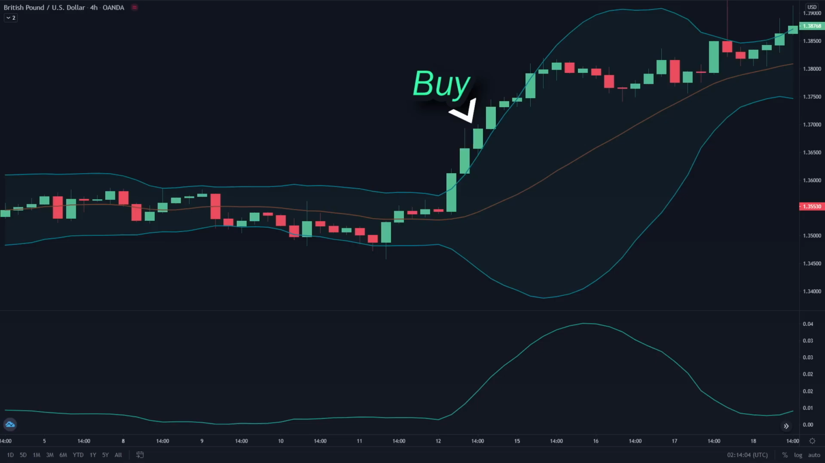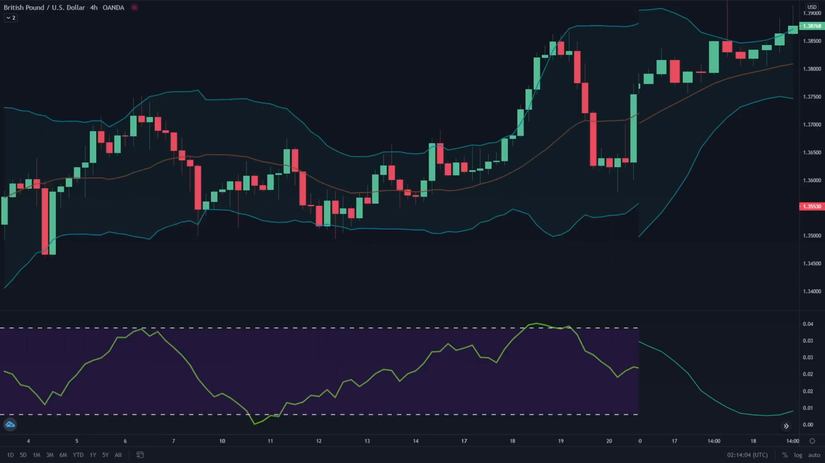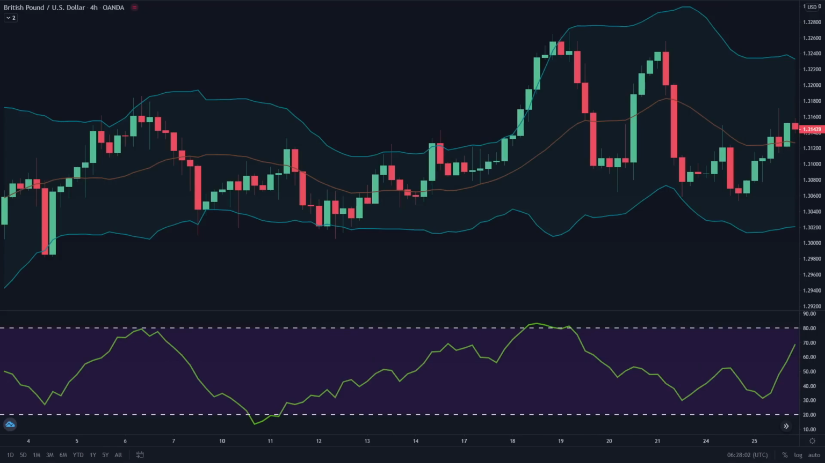But remember, just because a candle broke out doesn't mean that you automatically take a position. You need to wait for signs of rising volatility. Another indicator that can help you confirm the direction of the breakout is the money flow index. This is how you do it.